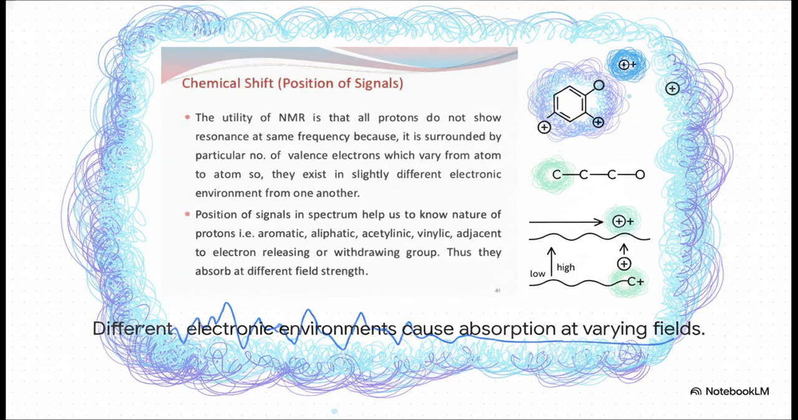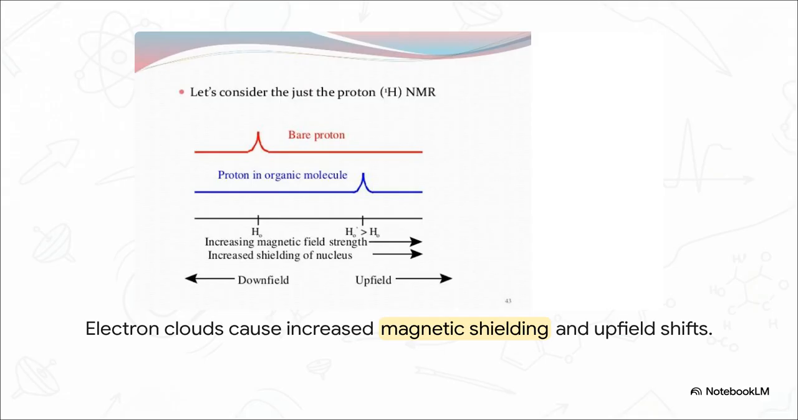An aromatic proton is in a slightly different electronic environment than an aliphatic one, causing them to absorb at slightly different field strengths. Let's look at this comparison. The red line here represents a hypothetical bare, naked proton absorbing energy. But that blue line? That represents a proton buried inside an organic molecule, heavily shielded by its surrounding electrons. Because of this electron shield, it actually takes a stronger external magnetic field to make it resonate, which causes its signal to shift upfield, over to the right.